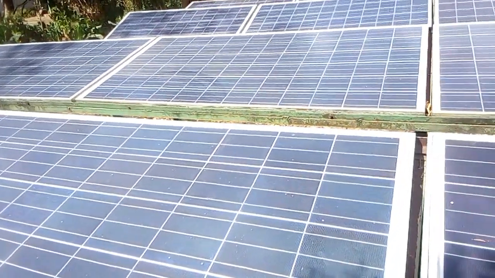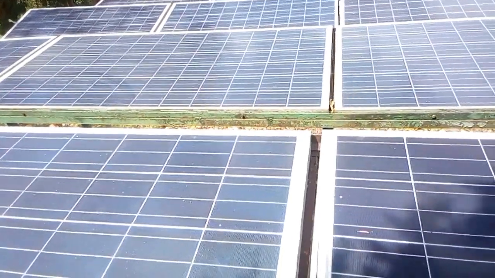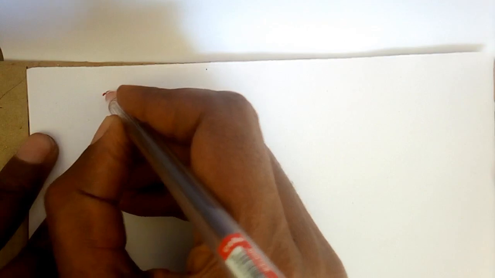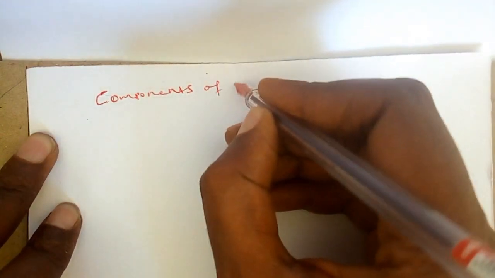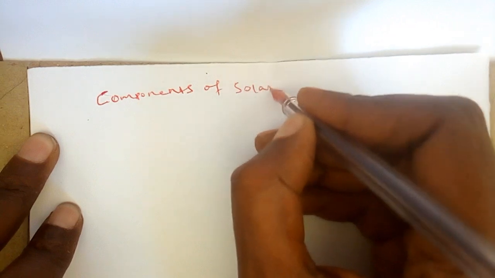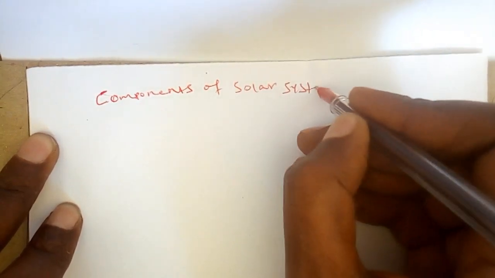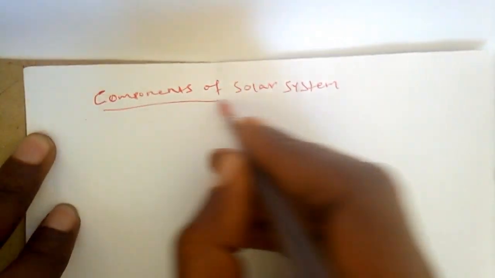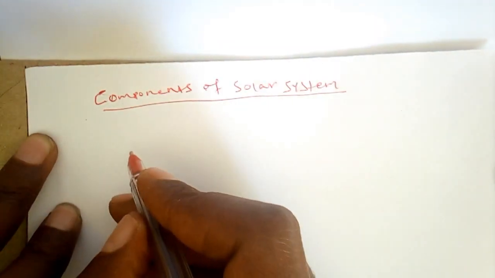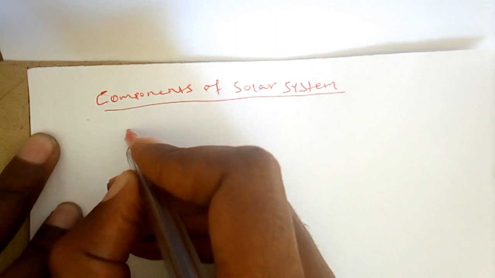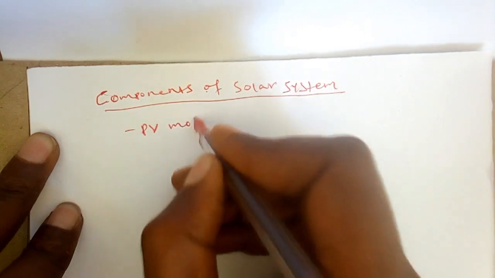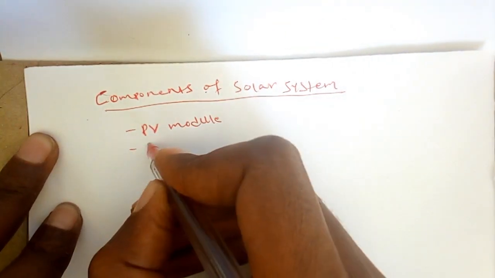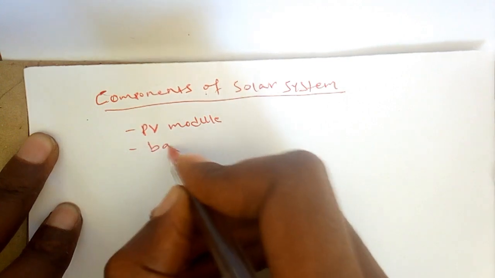Now we'll discuss the photovoltaic cell or solar cells and the components of the PV system. In these components, the sunlight directly hits the solar cells, then the light directly changes to electricity. So from this video, we will discuss the components of solar system.